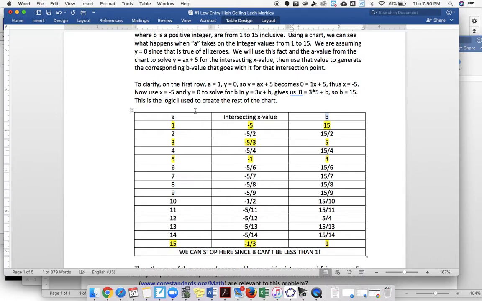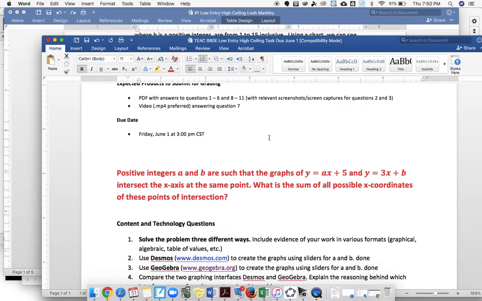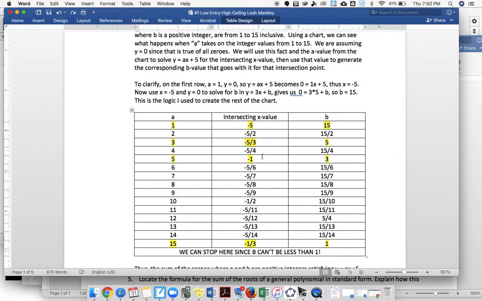So the way I set this up is I used the same strategy. I picked an a value starting at 1. And then I took that equation that we were given, and I let a equal 1 right here. I let y equal 0. And then I solved for the corresponding x value. And in that particular case, I got -5.